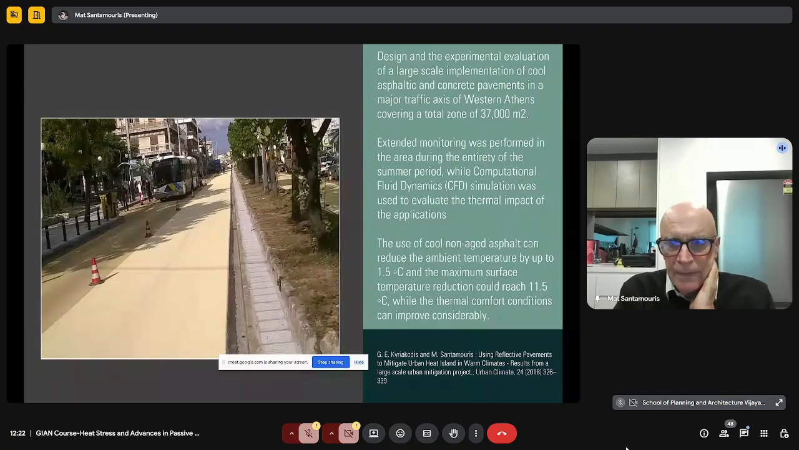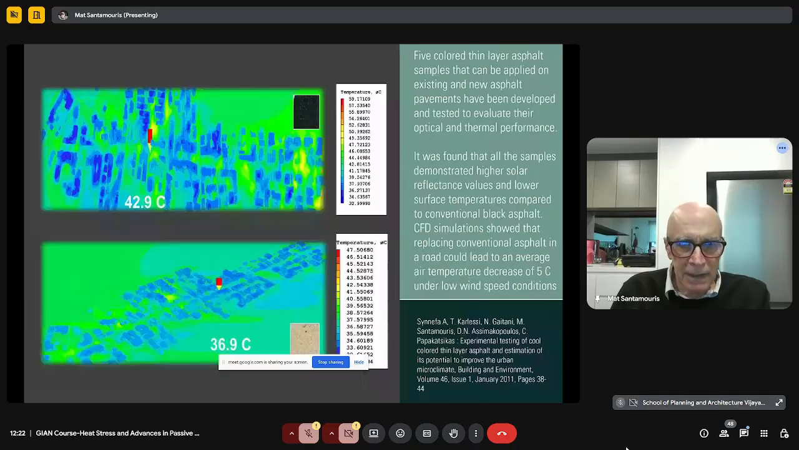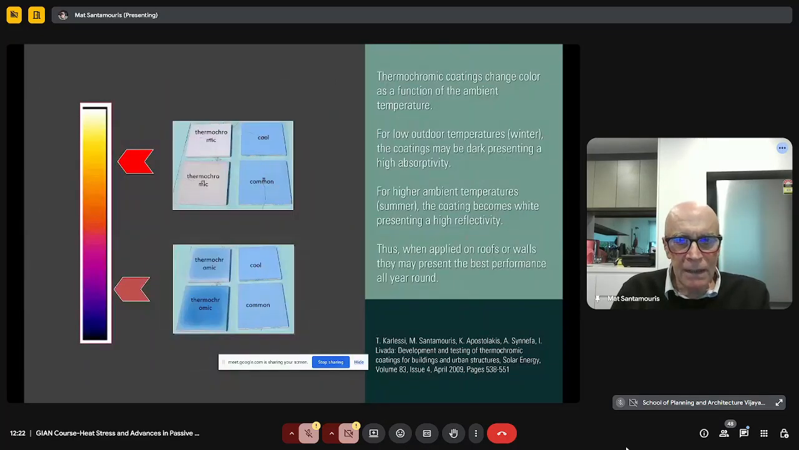We used these materials, and the result is that we succeeded to decrease the surface temperature of the street by about 11 to 12 degrees, and decrease the temperature in the street by 1.5 degrees. This is really very high performance and very high results. But this was done 10, 15 years ago.